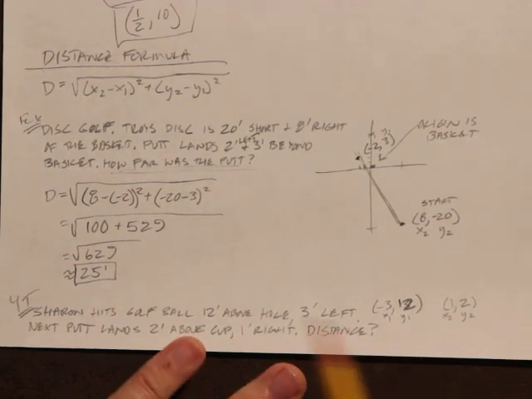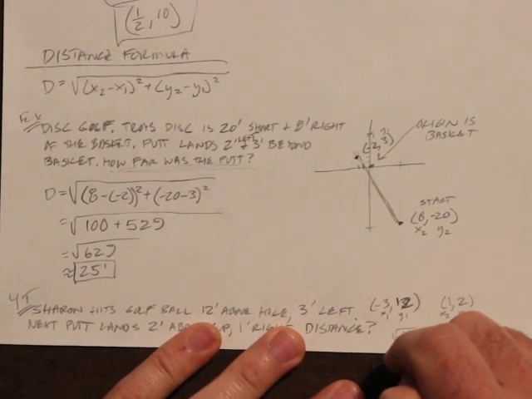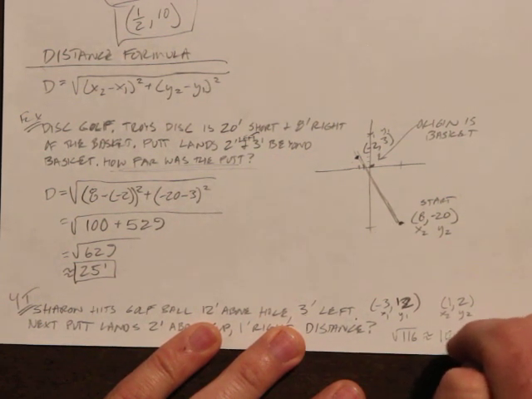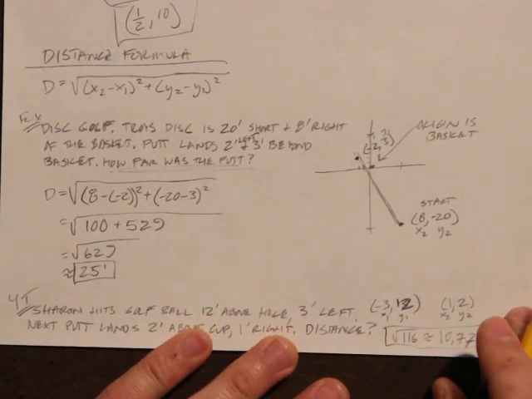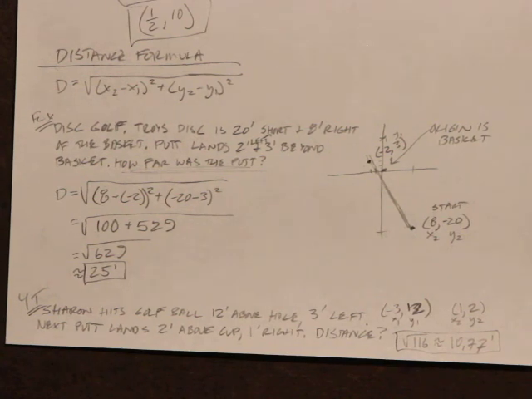When you plug that into the distance formula, you should end up with the square root of 116, which is approximately 10.77 feet. And that is 9-1.